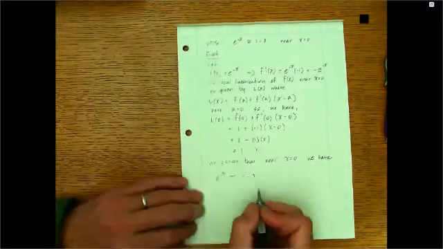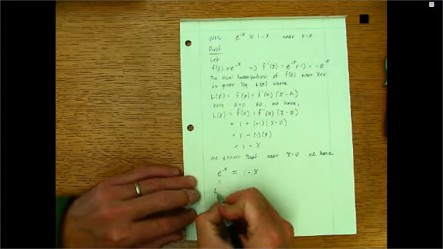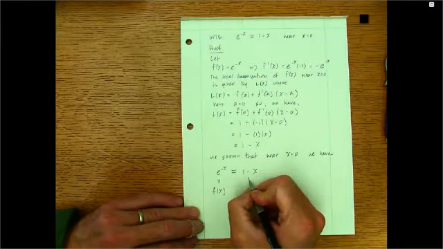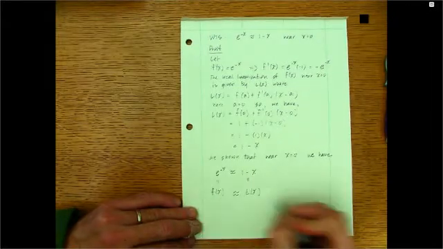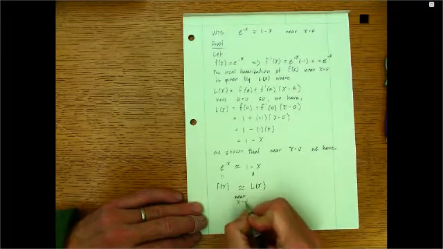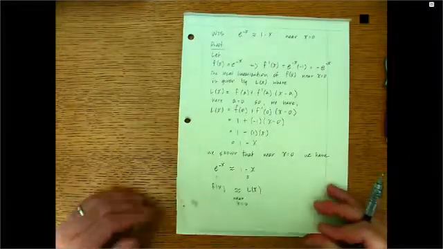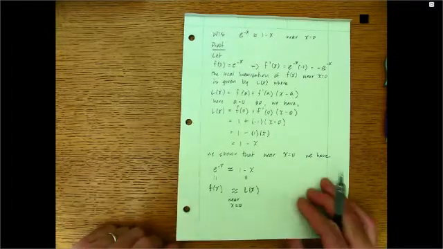And why is that true? Well, because e to the negative x in our setting is our f of x, and 1 minus x is our L of x, and these two things we know to be roughly equal near x equals 0. So that's really what we've just shown. The two functions behave very closely to one another in the region near x equals 0.